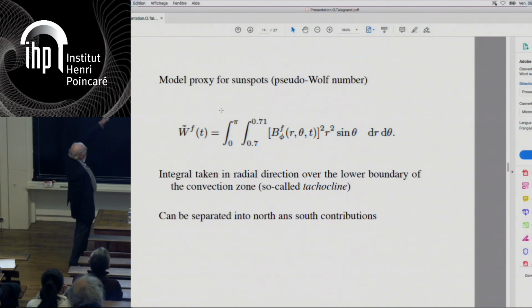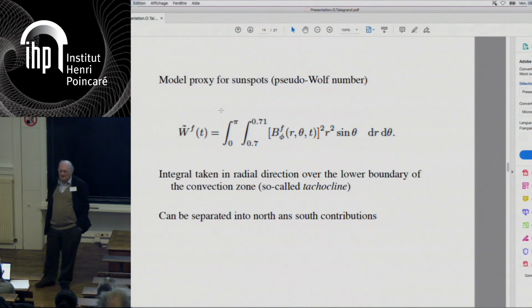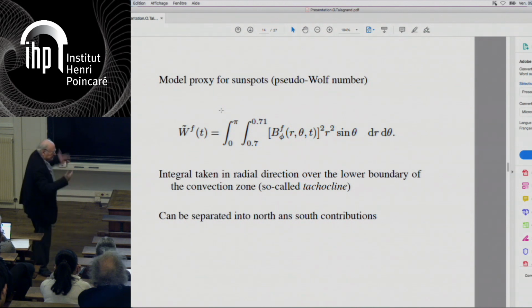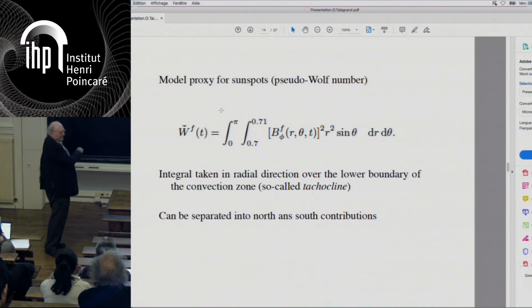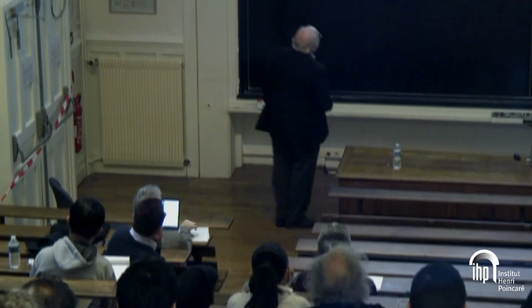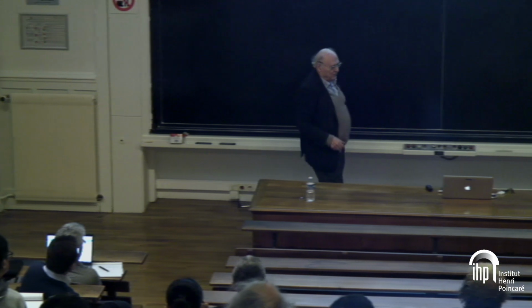defined as the integral of a square of the toroidal component of the magnetic field in the depth of what is called the tachocline. The tachocline is the lower boundary of the convective zone. And it is considered that it is where the processes which create at the surface the solar spots are active. So solar spots are represented in the model by this pseudo Wolf number. And of course, it can be separated into a component for north and a component also for south.